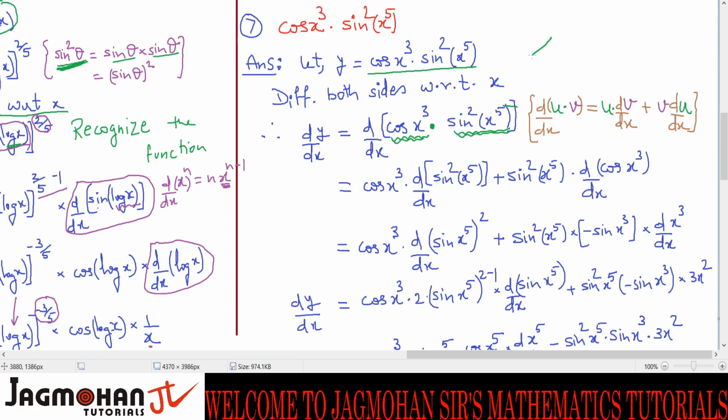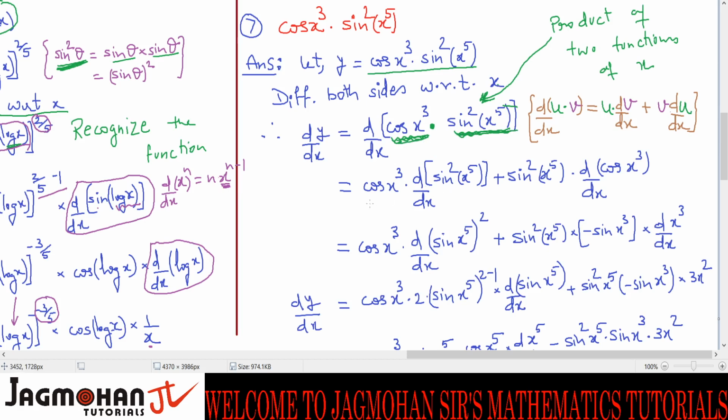When I recognize this function, what answer do I get? The answer I get is that it is a product of two functions of x. So the first step here will be applying d by dx of u into v, that is the product rule. You all know what it is: u derivative of v plus v derivative of u. U here is cos of x cube and v is sine square x raised to 5. So I apply that rule. Having applied that rule, I get this step.